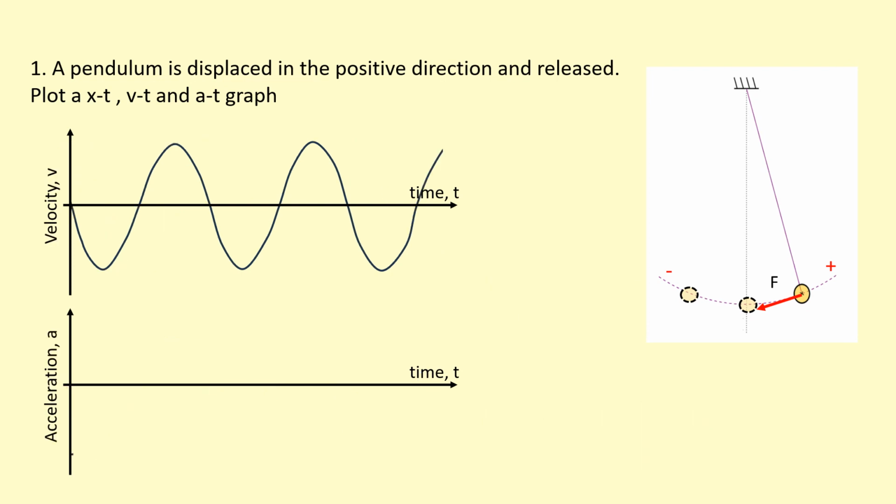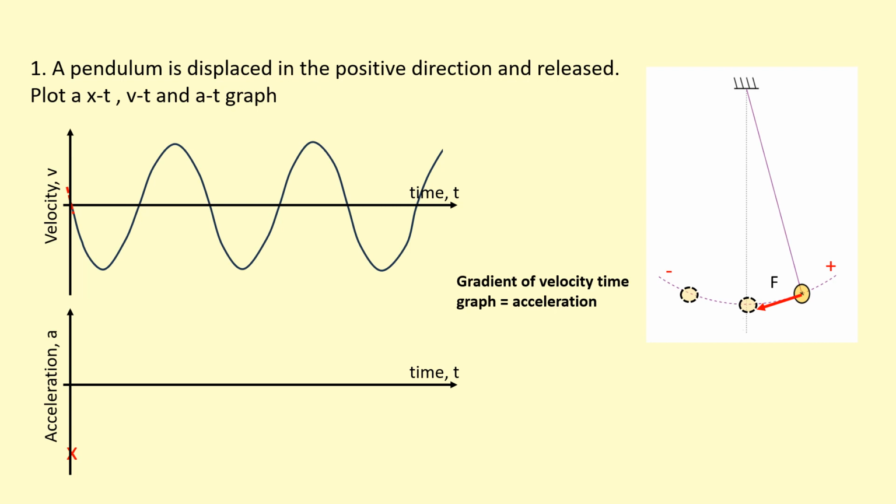Now for the acceleration time graph. When the pendulum is displaced in the positive direction, there's going to be a restoring force pulling it back in the negative direction towards equilibrium. So the acceleration is going to be negative at the start. We can check this on the velocity time graph because the gradient of the velocity time graph is equal to acceleration. If I drew a mini tangent at t equals 0, I should get a negative gradient there.